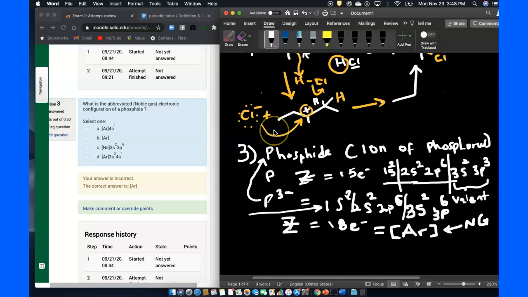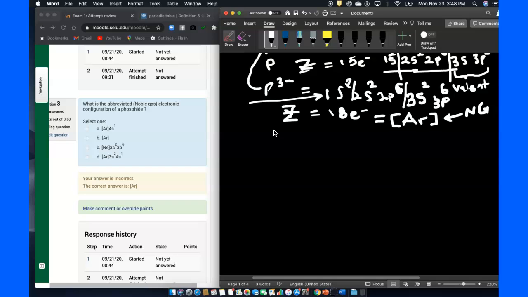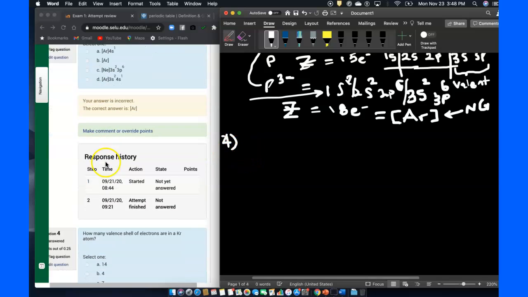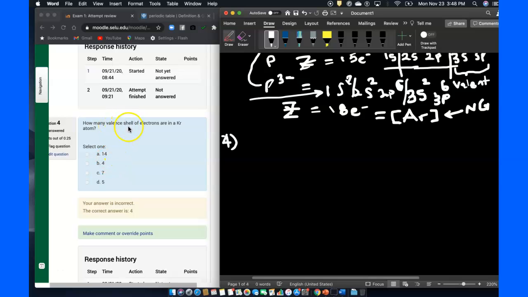Okay, clear enough. So we go to the next question, number 4. How many valence shells of electrons are in krypton? Okay, this is simple. If you know the period of krypton, you're going to know its valence shells. It's in the 4th period, so it should have 4 valence shells.